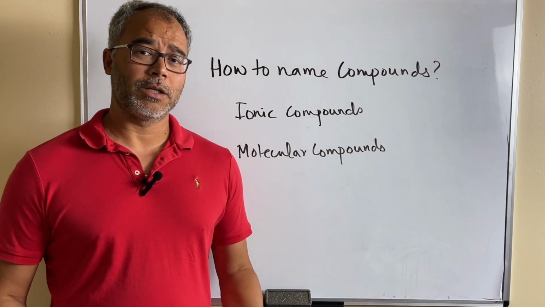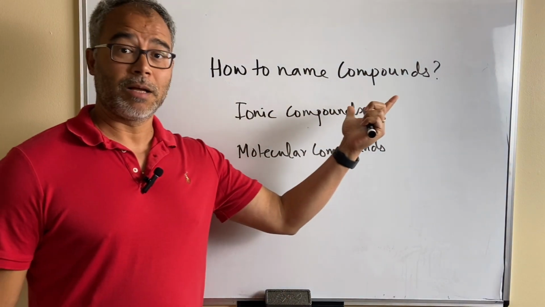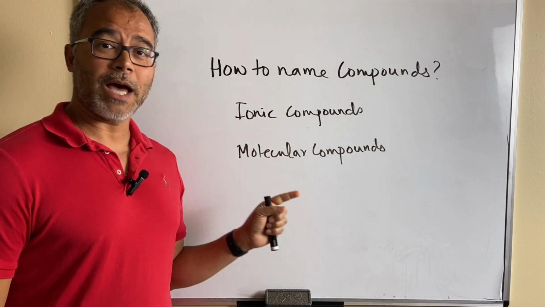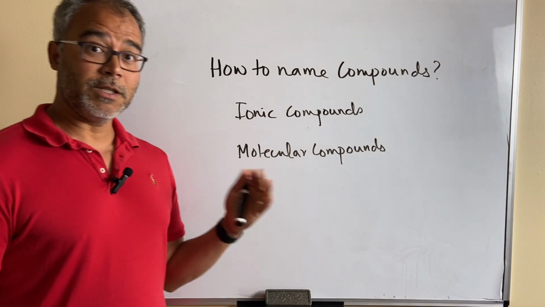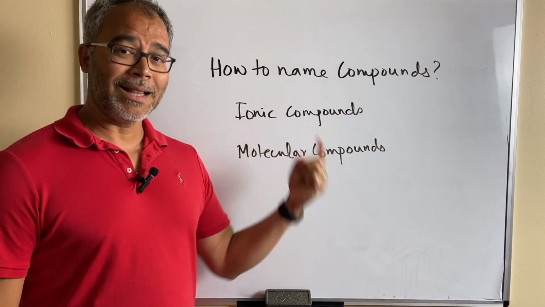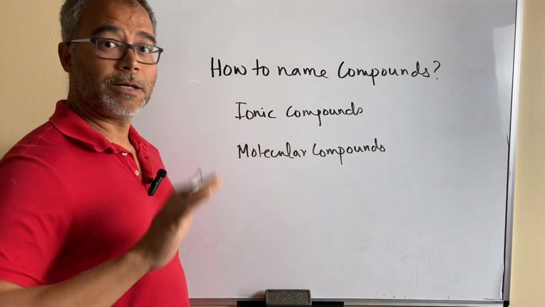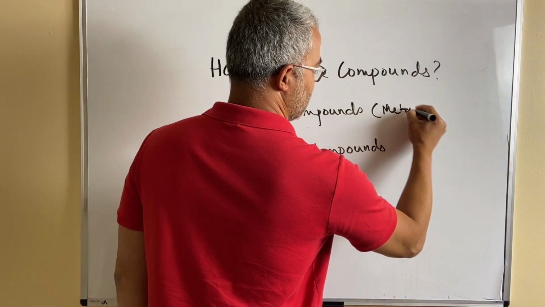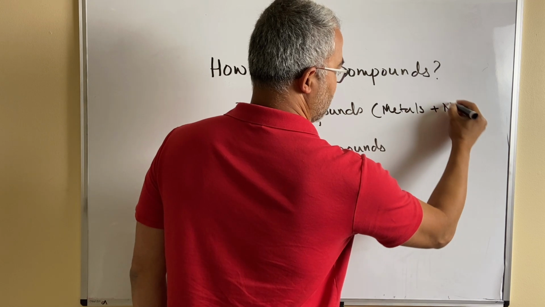Hi, in this video we're going to learn how to name chemical compounds, and the two classes of compounds we're going to look at are ionic compounds and molecular compounds. So first of all, what's crucial to understand is ionic compounds are made from metals and non-metals. That's most of the ionic compounds that you're going to see. So you always have to have a metal plus a non-metal.